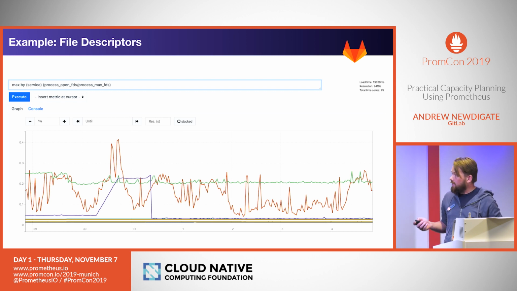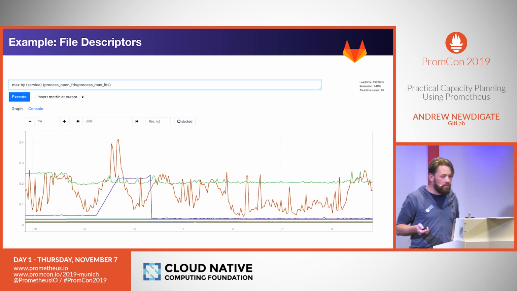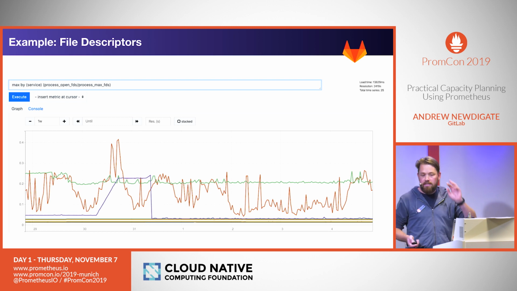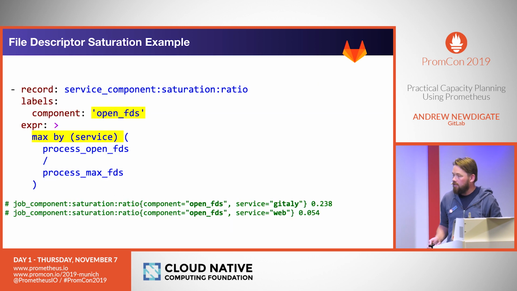If we plot that query again with the max aggregation, we get a much more manageable amount of data. We have one series per service, instead of one series per instance. And it's also much easier now to understand what's going on with our application.